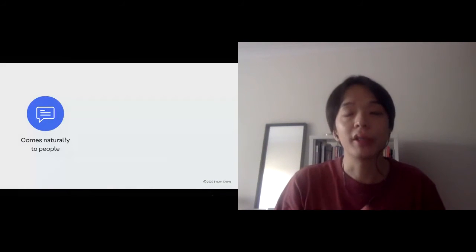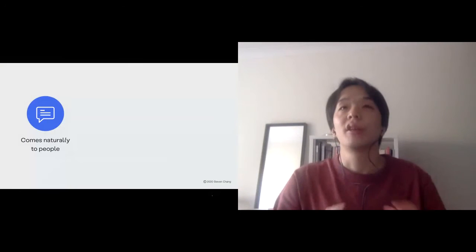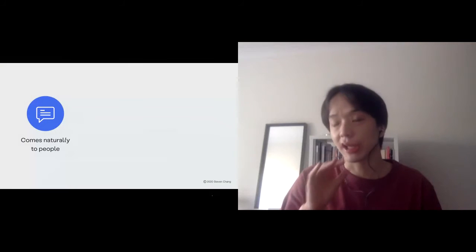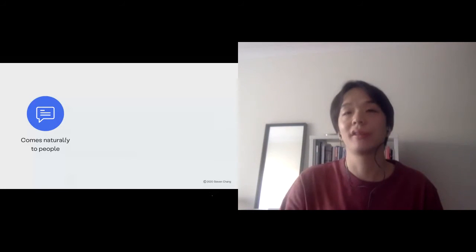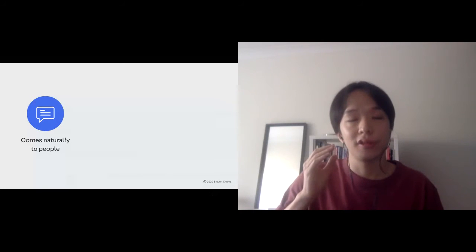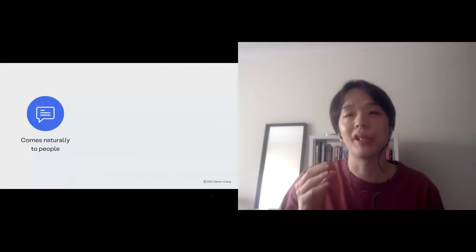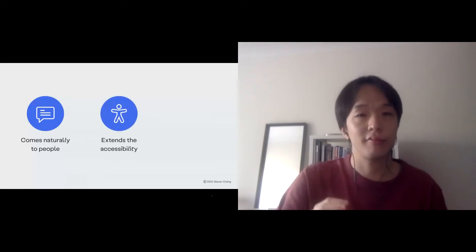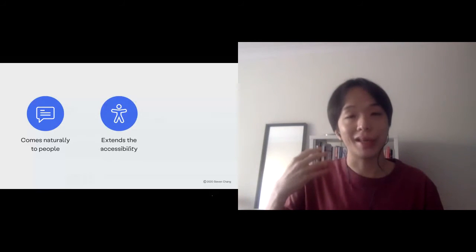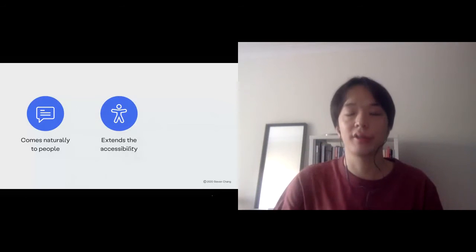If you think about it, voice is the first user interface in technology history where users don't need to learn how to navigate the system. The only thing users need to do is simply interact with the interface intuitively. And the voice user interface also extends accessibility for our users.